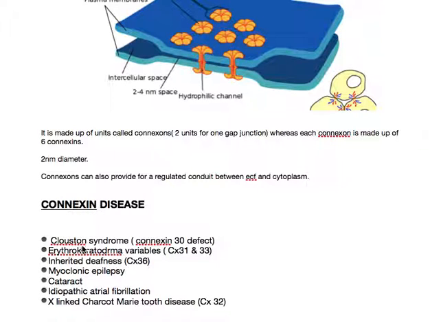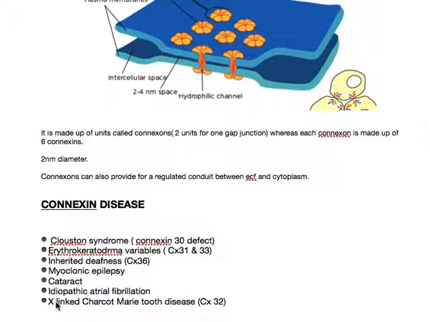So what are those diseases? These are summarized below. This is Clausen syndrome, a connexin 30 defect, and then there is erythrokeratoderma variabilis, which involves connexin 31 and 33. But the most important one is X-linked Charcot-Marie-Tooth disease. The connexin here is connexin 32. There are some other diseases like idiopathic atrial fibrillation, cataract, myoclonic epilepsy, and inherited deafness.